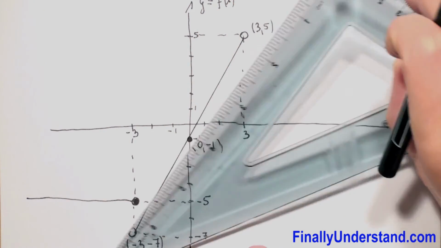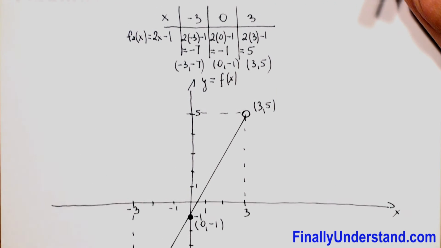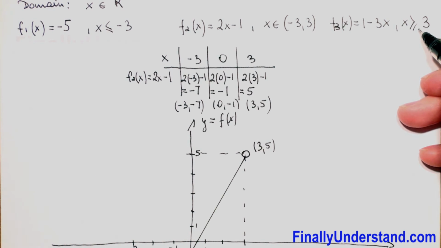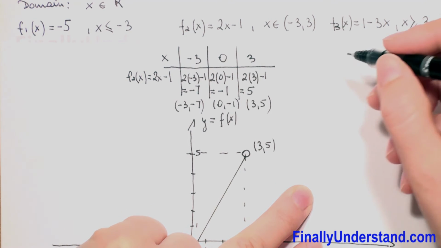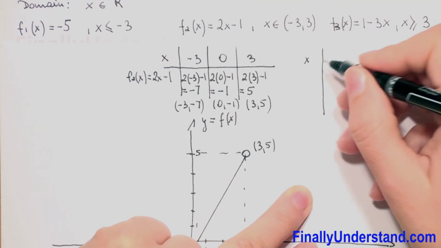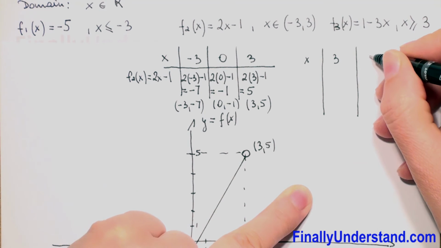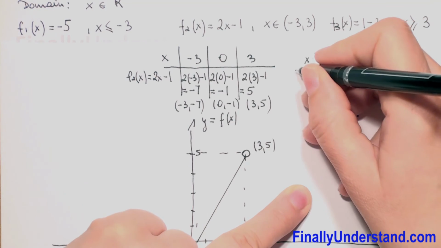Now we have to draw the third. The third function has domain from 3 to positive infinity. So let me choose 3 values for x. So we will choose 3, 4, and 5.